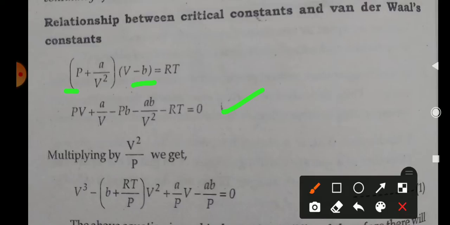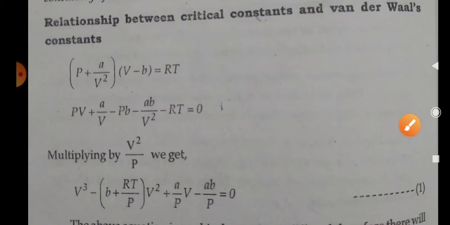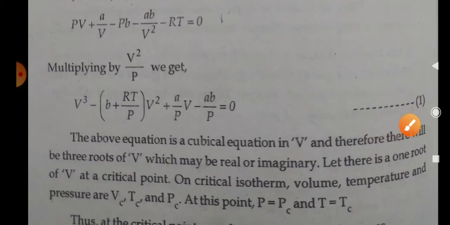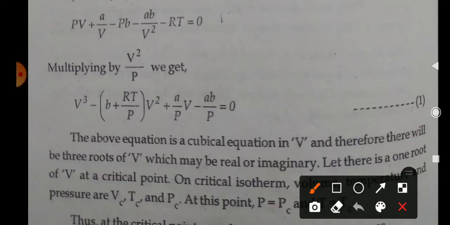Multiplying this expanded equation by V²/P, we get this equation, that is V³ − (b + RT/P)V² + (a/P)V − ab/P = 0. Now this equation is a cubic equation in V.